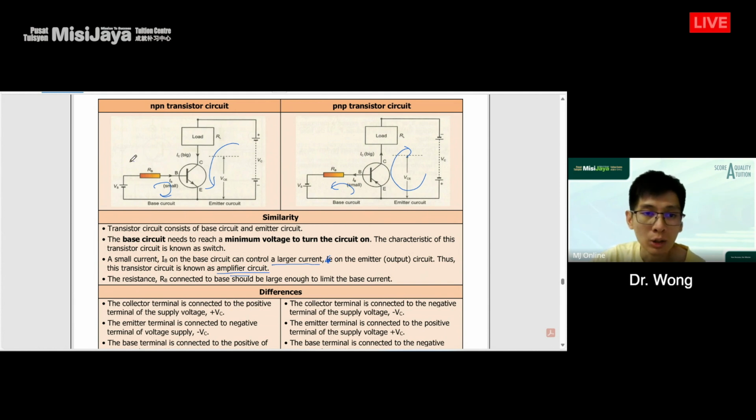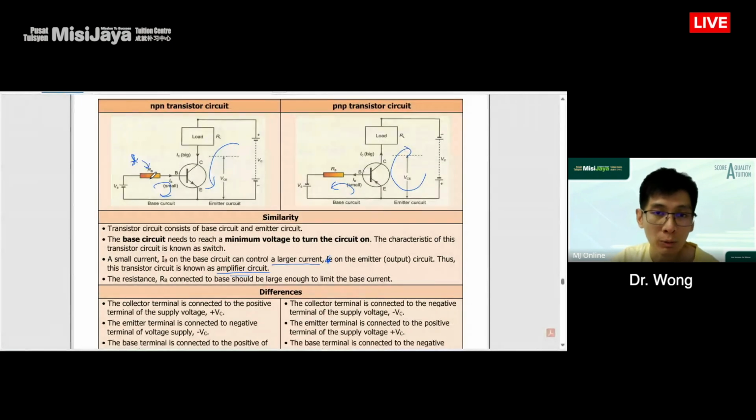If the question asks you, what is the purpose of RB? This is to protect the transistor. If without this RB, the current will be very large. It may burn the transistor. Therefore, we need to put a resistor here to limit, to reduce the current coming to this transistor. Therefore, it will not burn the transistor. Okay, so in the exam, you can write that it is used to protect the transistor by limiting the current flow to the transistor. Then you get the full marks.